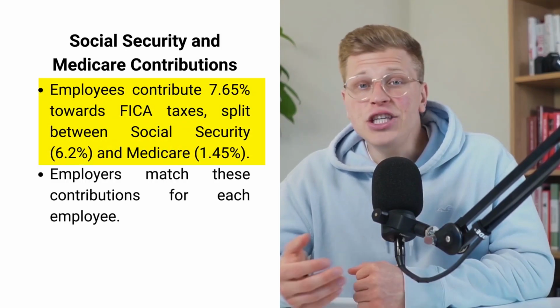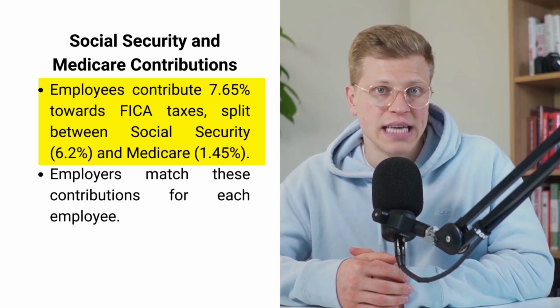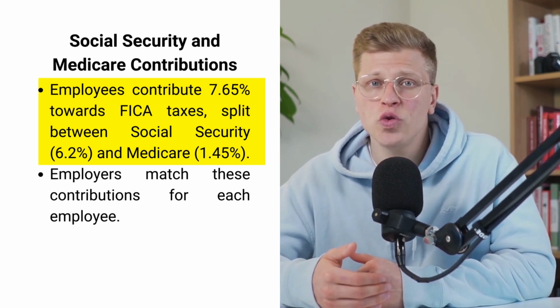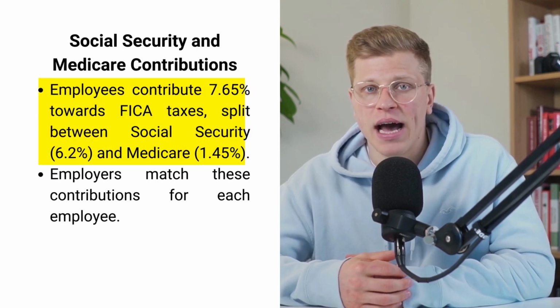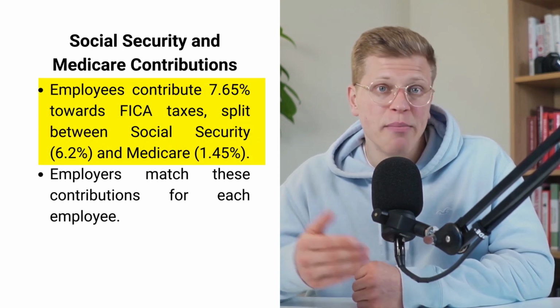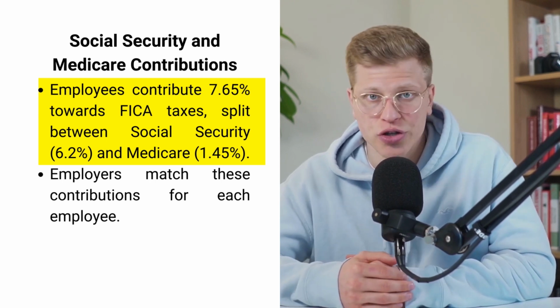Social Security and Medicare contributions. Each employee has 7.65% of their wages taken out for FICA taxes, which is divided into 6.2% for Social Security and 1.45% for Medicare. As the employer, you also pay the same amount for each employee, matching their 7.65% contribution.